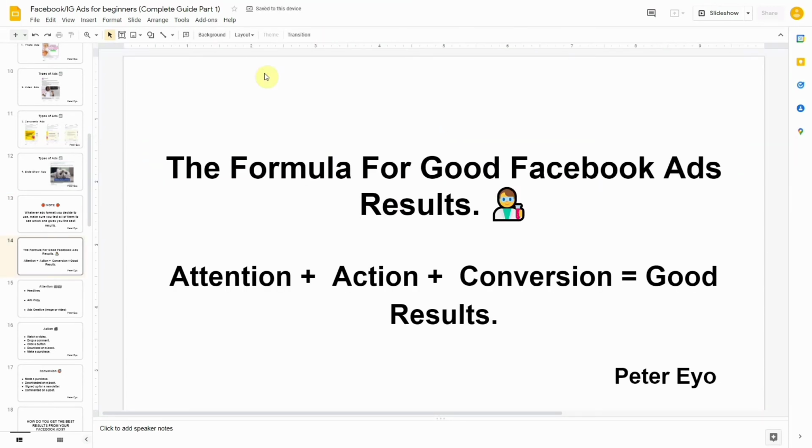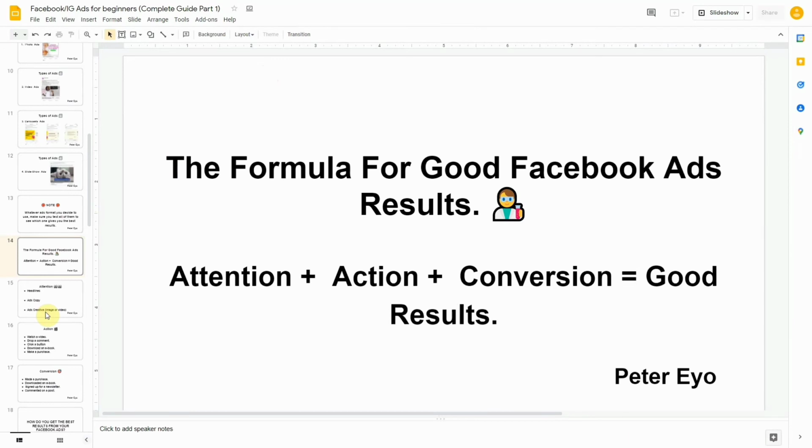Now let's get to the formula for good Facebook ads results. The formula is very simple. You have to get people's attention, you have to get them to act, and this action will lead to conversion. It's pretty simple. Attention, action, then conversion.